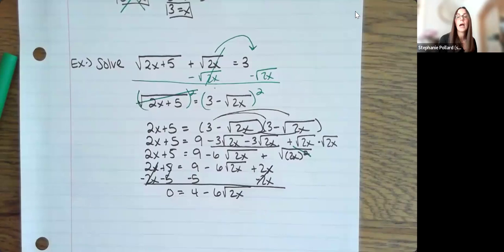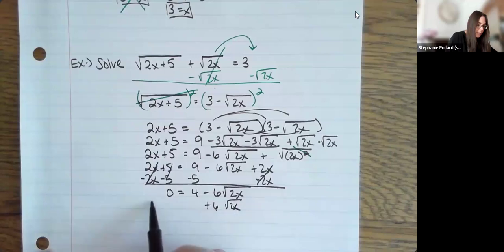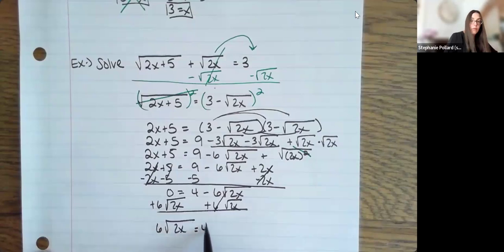Okay. So I've cleaned it up as much as I can. I still have a radical left over. So what I'm going to do now is I'm going to repeat this process again. So I'm going to get radical on one side, everything else on the other. So for me, I'm going to add the 6 root 2x to both sides. I just like to keep things positive when I can. So I have 6 root 2x is equal to 4.